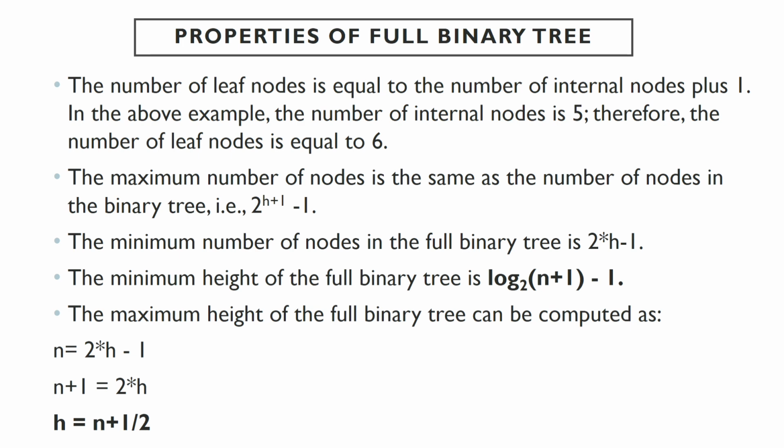The minimum number of nodes in the full binary tree is 2h minus 1. The minimum height of the full binary tree is log 2 of (n plus 1) minus 1. The maximum height of the full binary tree can be computed from n equals 2h minus 1. And finally, n plus 1 equals 2h, and h equals (n plus 1) by 2.